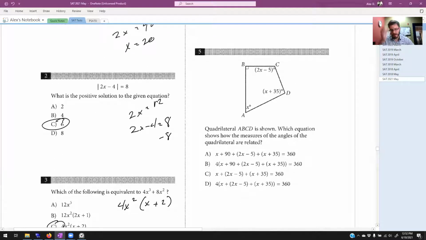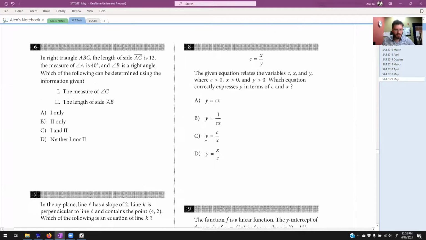Another angle thing. It shows how they're related. So we know these add to 360, so we just need x plus 90 plus 2x minus 5 plus x plus 35, so that's A.